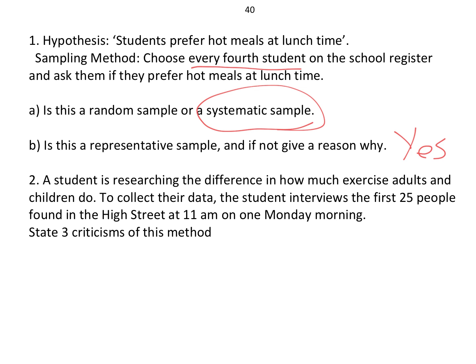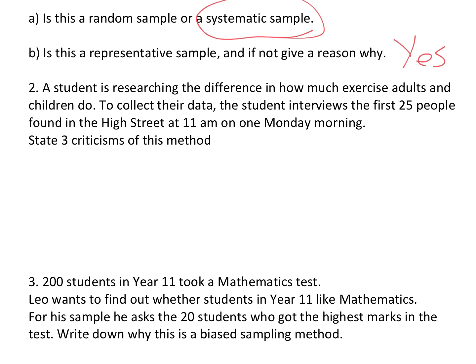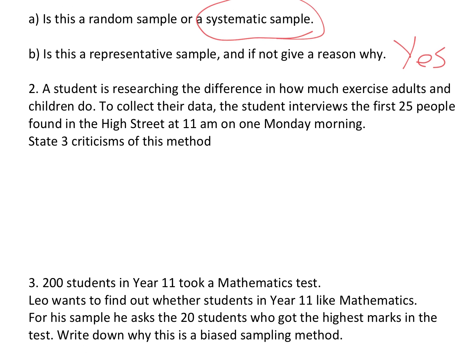And question 2. A student is researching the difference in how much exercise adults and children do. To collect their data, the student interviews the first 25 people found in the high street at 11 a.m. on one Monday morning. State 3 criticisms of this method. So you have to think about what it is they're trying to find out or collect data about and how they go about it, and then match the two up.